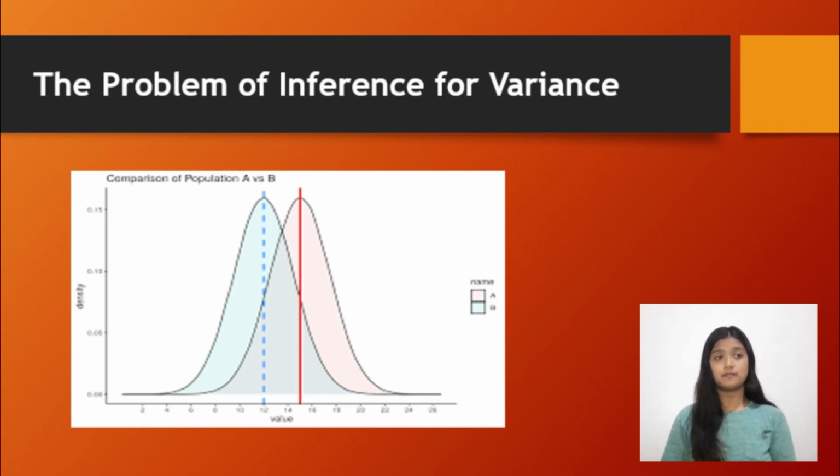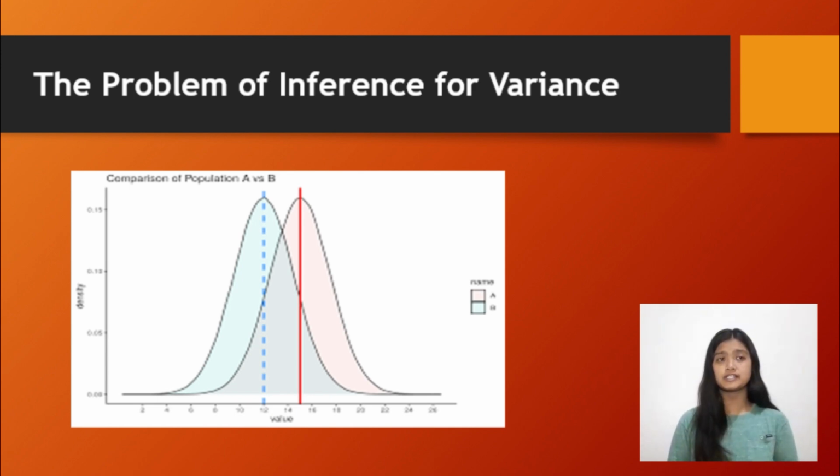Next is the problem of inference of variances. In many cases, when comparing two normal distributions, we are interested in testing hypotheses about the variances. For example, we might want to know if variances are equal across the populations, or we might want to estimate the variances of each distribution based on sample data.